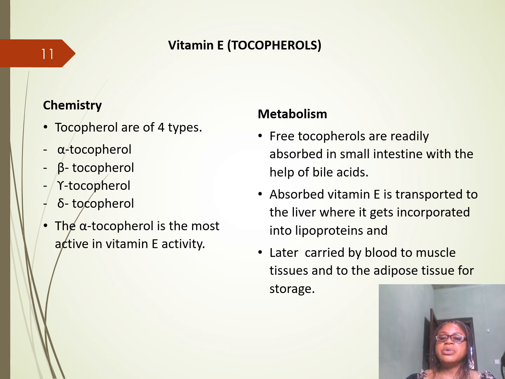After absorption, vitamin E is transported to the liver, where it gets incorporated into lipoproteins. Lipoproteins are also a body fat that helps in transporting cholesterol to all parts of the blood. We know that. Then they are later carried by blood to muscle tissues and to the adipose tissues for storage. In other words, tocopherols are stored in the adipose tissues and the muscle tissues in the body.